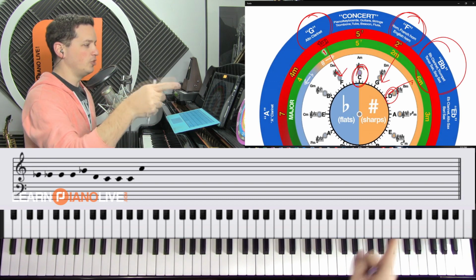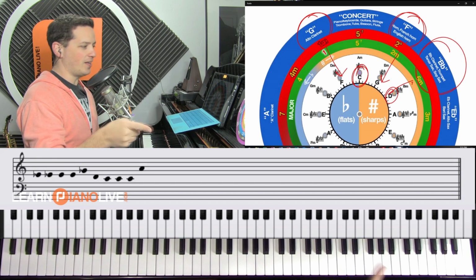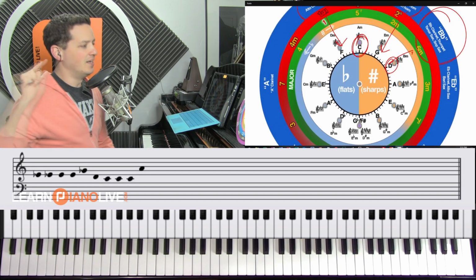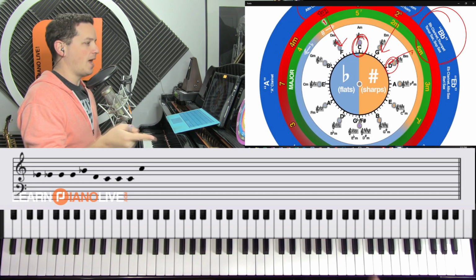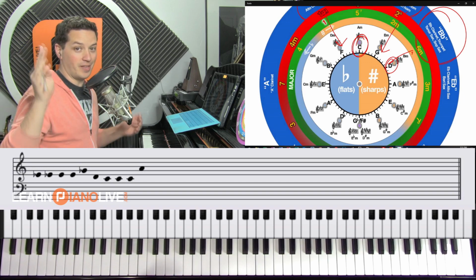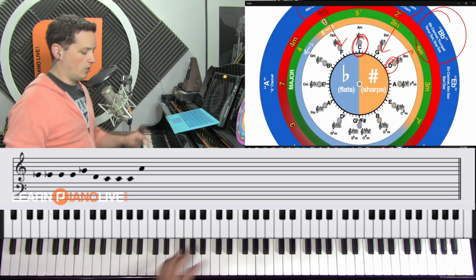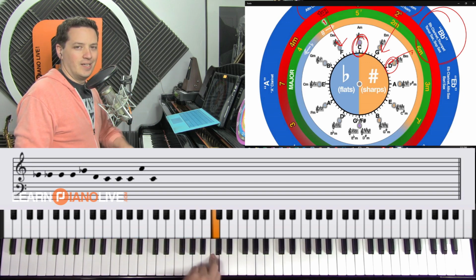French horns, you play a G. B flat clarinets, you're going to play a D. E flat alto saxes, you're going to play an A. They're all going to play their instrument. 1, 2, 3, go. And it's all going to come out sounding like that.